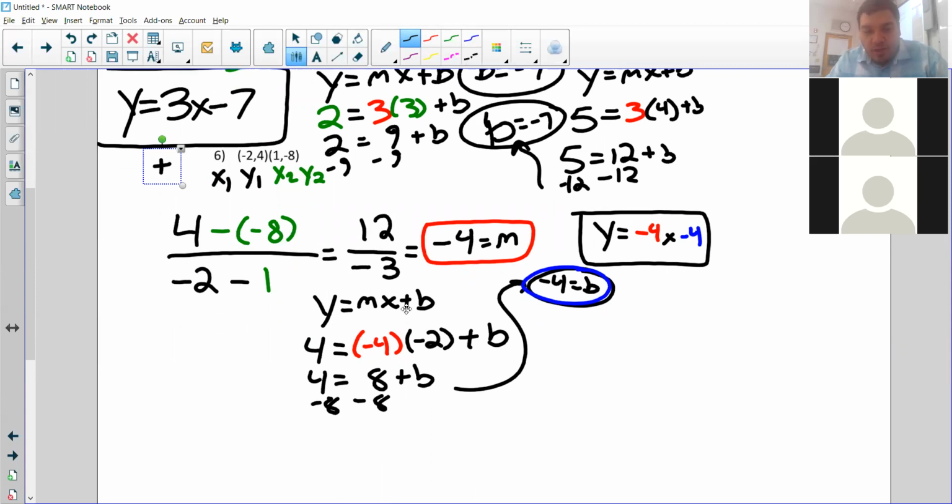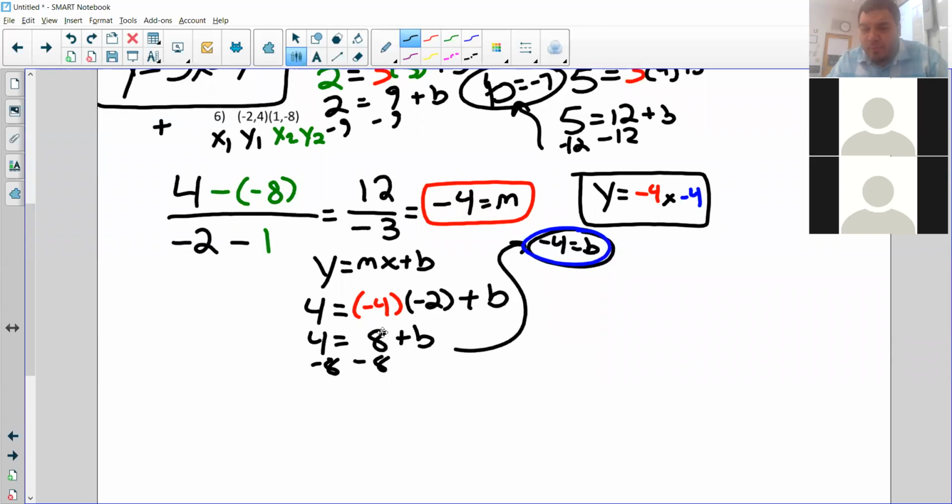Now, which point did you plug in for x and y? The first one or the second one? I wrote 4 equals -4 times -2 plus b. Okay, so -4 times -2 is what? Positive 8. Now, remember, I know what you did. You divided. Why was I not dividing? Because look at the equation.